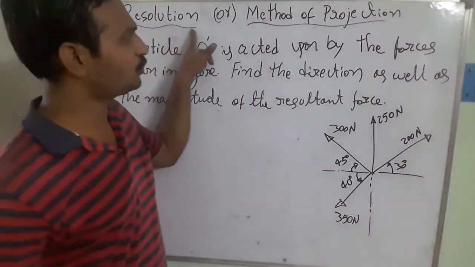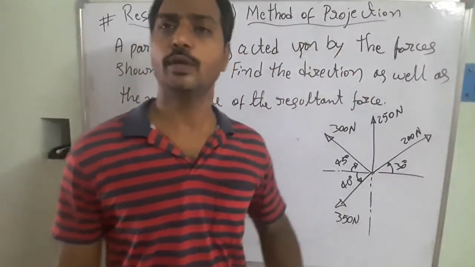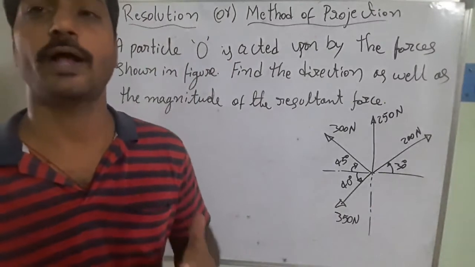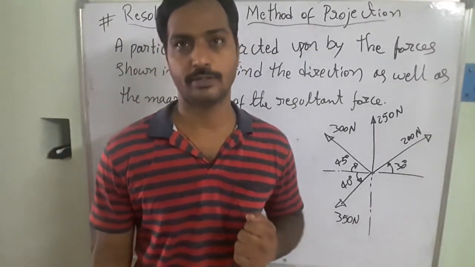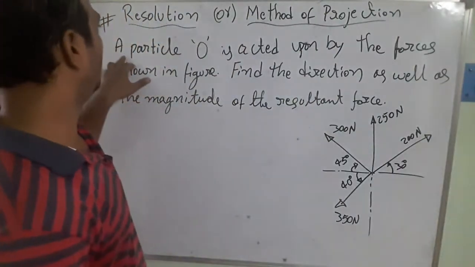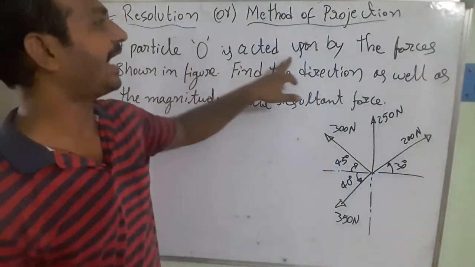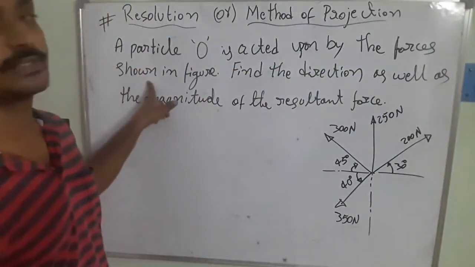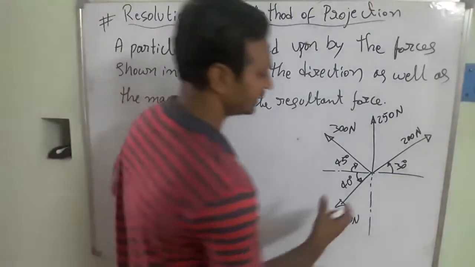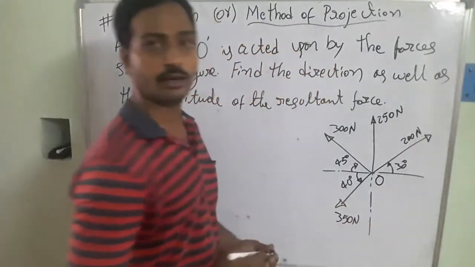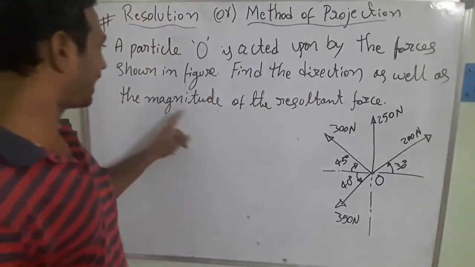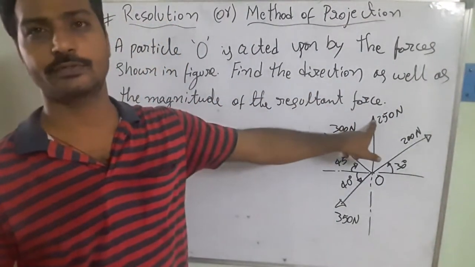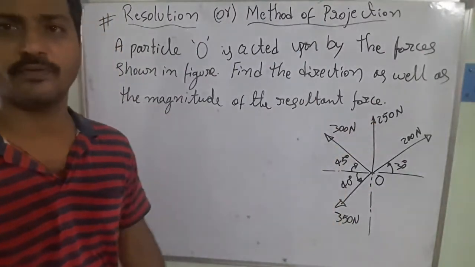By using the resolution and the method of projections, we need to do one more problem on that to find out the resultant component and what's the inclination with the horizontal component. So here, a particle O is acted upon by the forces shown in the figure. Find the direction as well as the magnitude of the resultant force, the same as that of the previous problem.